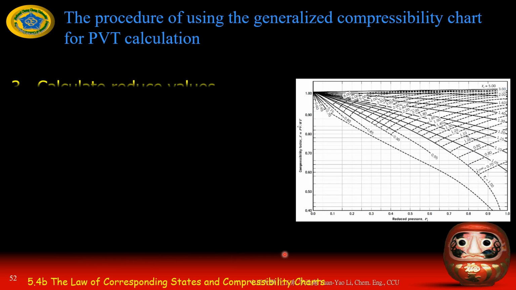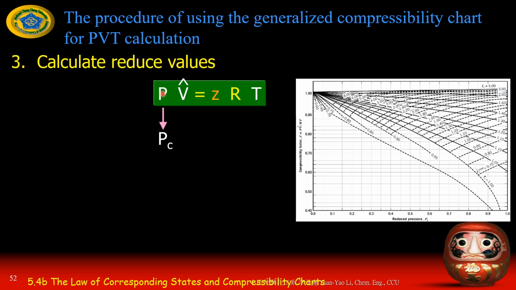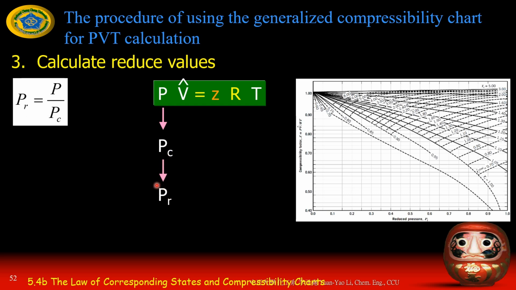Okay, this is step 2. Step 3 is calculate reduced volume. How do you calculate? Reduced temperature and reduced pressure, right? For example, you have pressure, you have temperature, and you got critical pressure, right? And then you calculate reduced pressure. PR equals P divided by PC. Okay?